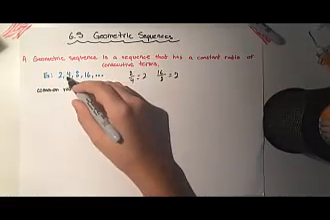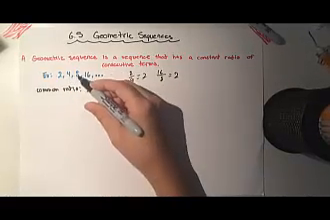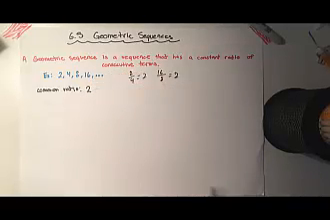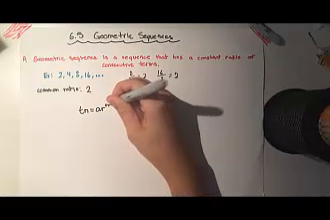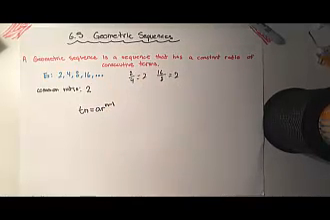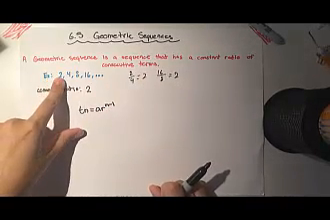2 times 2 equals 4. 4 times 2 equals 8. 8 times 2 equals 16. So the geometric sequence has a formula, which is Tn equals a r to the power of n minus 1. The a represents the first value.